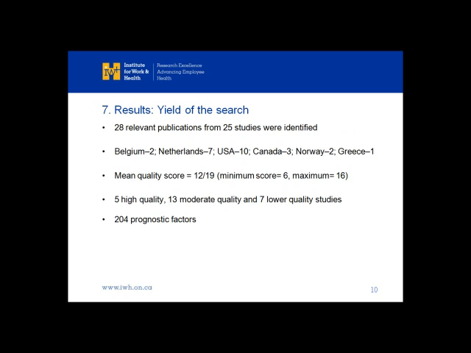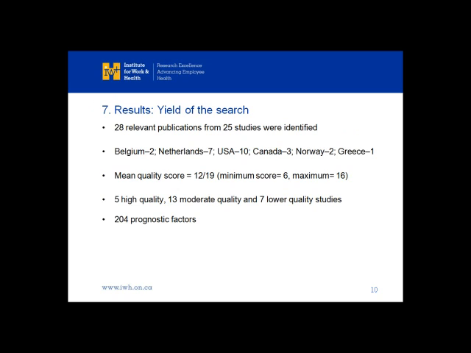So the Netherlands scores very well in this overview, but maybe they did really bad studies, so I'm not going to say anything. So the mean quality score was 12 out of 19. The minimum score was 6 and the maximum score was 16. So according to our strict criteria, even the best study in this field could actually be improved upon. So that tells you a little bit how strict we've been in our quality assessment. So there were 5 high quality studies, 13 moderate quality studies, and 7 lower quality studies.